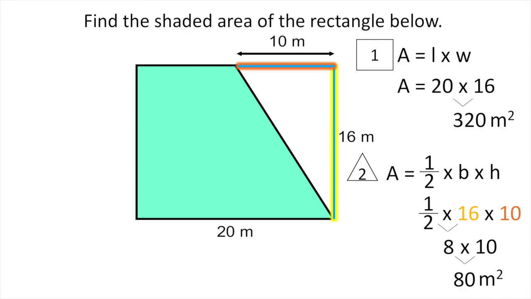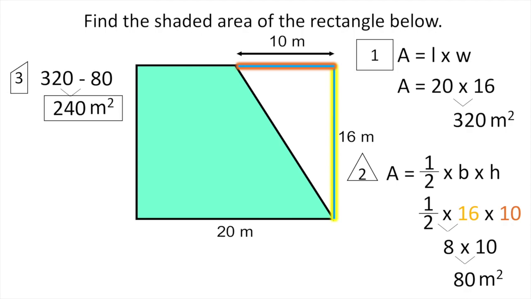I'm not done yet though because I want the shaded area of the rectangle. So I need to take away the white section, the part I don't want to be included in the total, from the entire rectangular area. So I'm going to subtract 320, which is the area of the entire rectangle, the shaded section and the unshaded section that we don't want to include, minus 80, which is the white section of the figure, equals 240 meters squared. The shaded area of the rectangle is 240 meters squared.